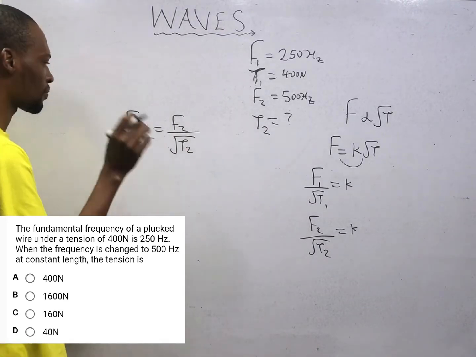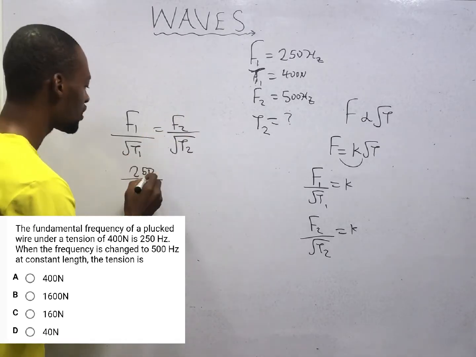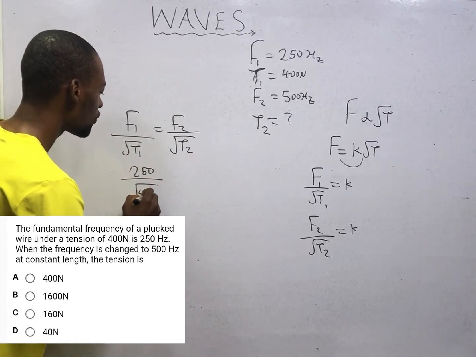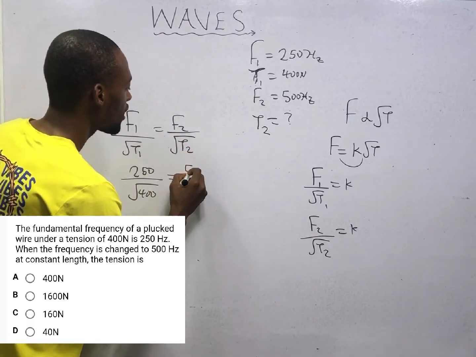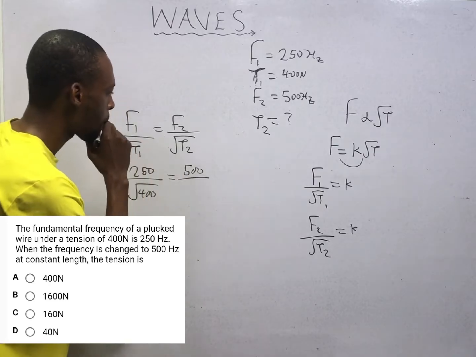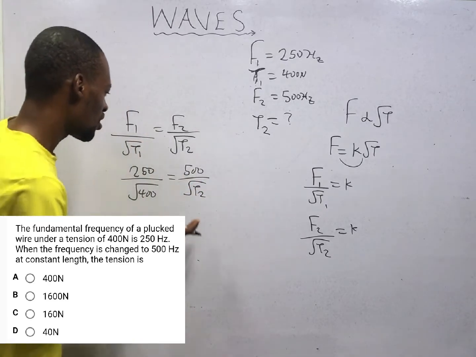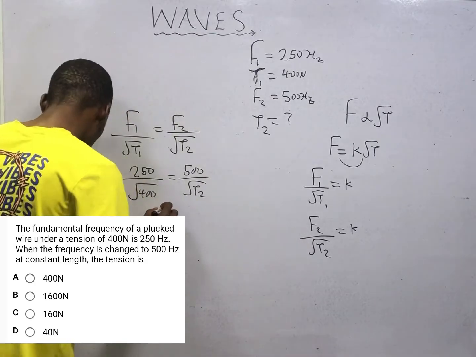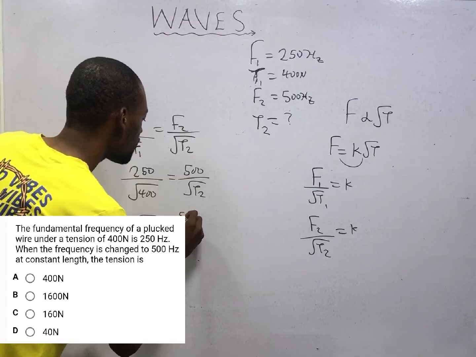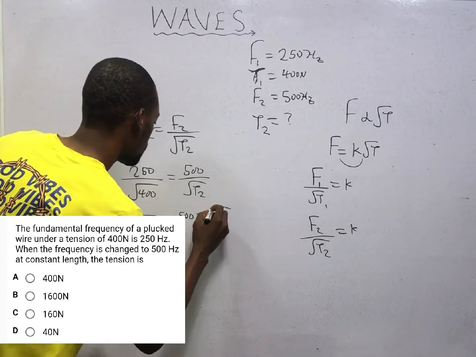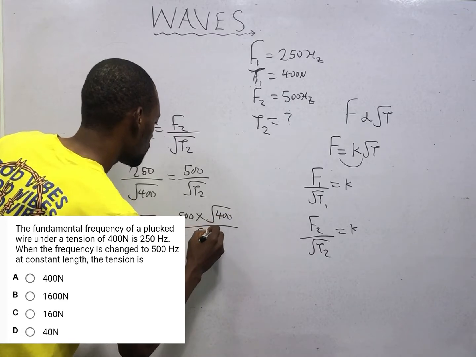So F1 is 250 over the square root of T1, which is 400, is equal to F2, which is 500, over the square root of T2, where T2 is the question. When you cross multiply, you simply have that the square root of T2 is equal to 500 times the square root of 400 over 250.